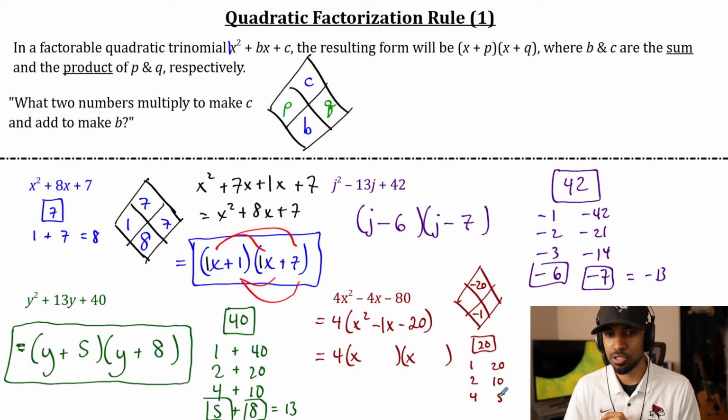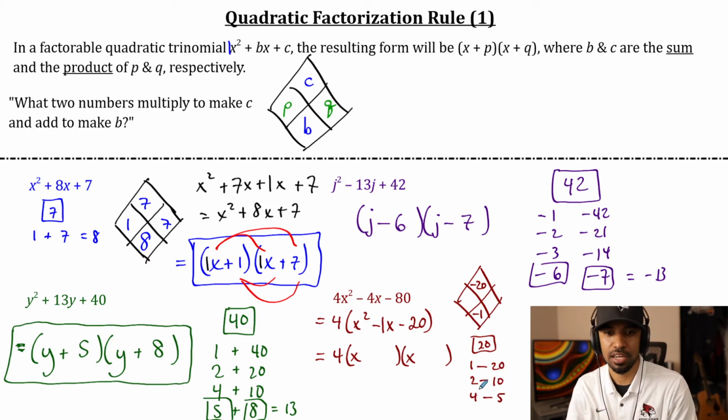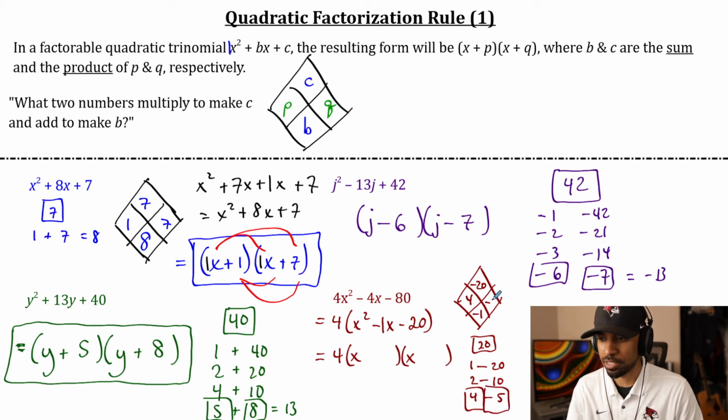Where are my larger numbers? They're the right-hand ones here. We'll do 1 minus 20, 2 minus 10, and 4 minus 5. Which one gives us negative 1? Looks like it's 4 minus 5. That means a positive 4 and a negative 5 are your P and Q. So I'm going to write x plus 4 times x minus 5 right here. And that's the factorization for this guy.